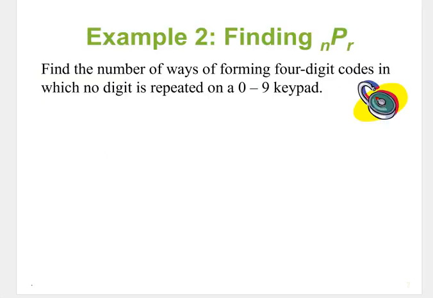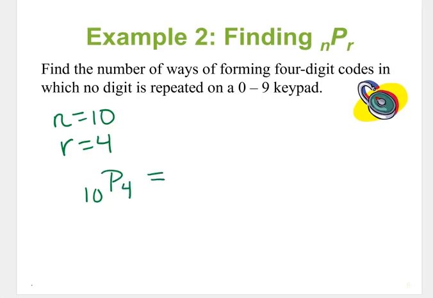All right, so let's find the number of ways that we can form 4-digit codes where no digits repeat on the 0 through 9 keypad. We have 10 digits to choose from, 0 through 9, and our R is 4 because we want 4-digit codes. And with these codes, the order does matter, because we want distinct 4-digit codes. So this is a 10P4 problem.